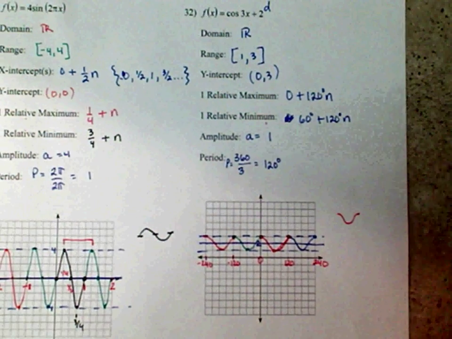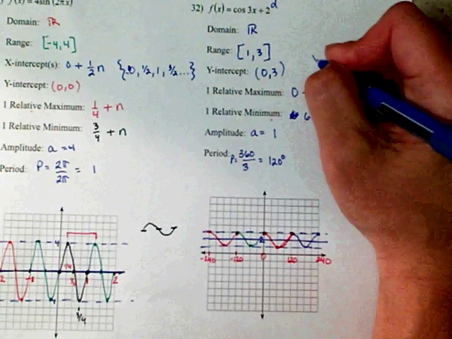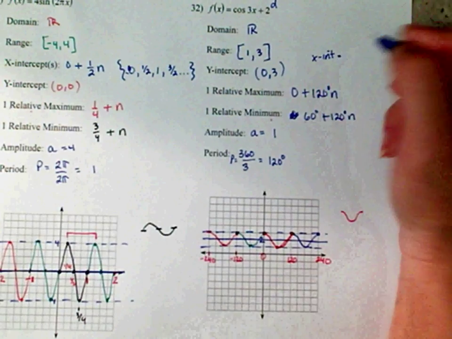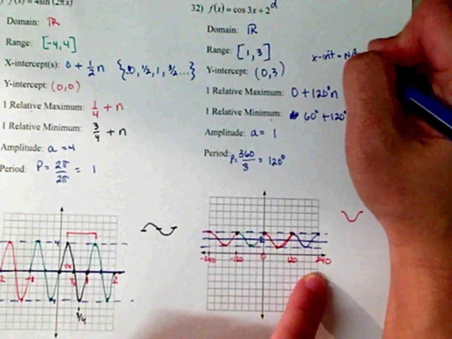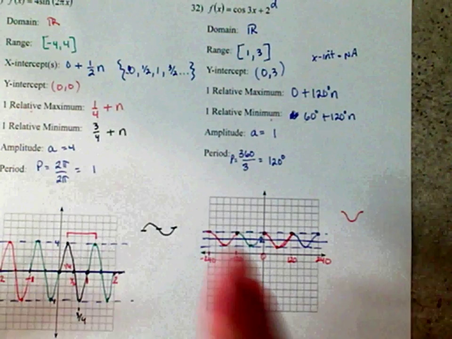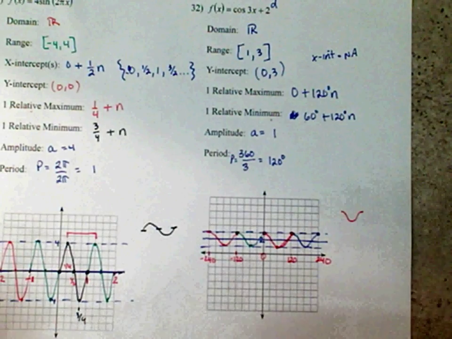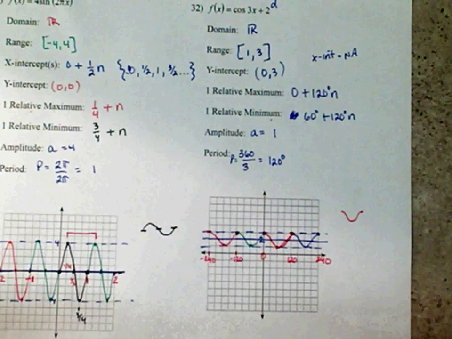Now, if you wanted to talk about x-intercept on this one, well, if you notice, it never crosses, so it's not applicable. But if it did, you would actually have to go find each one of those and see what kind of patterns you notice, and you would write it like that.